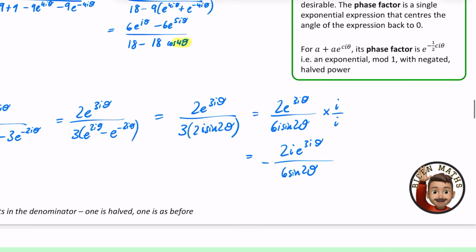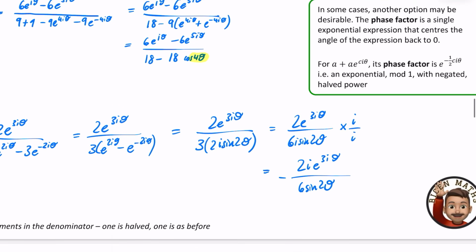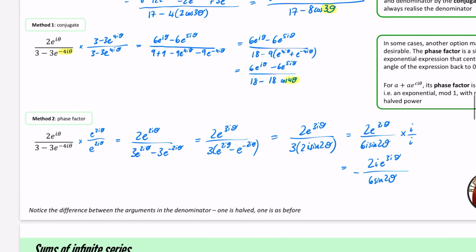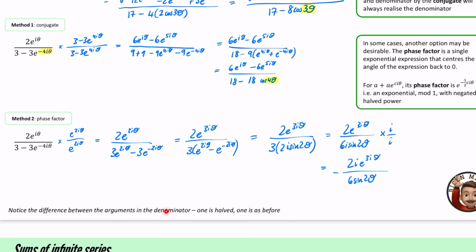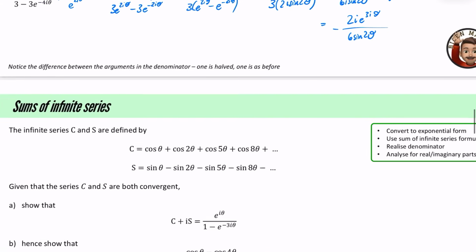So the weird thing about this is that this expression that we have here and this expression that we have here are exactly the same as each other. Very, very strange. So the little note I put here, notice the difference between the arguments and the denominator. One is halved and one is as before. This one is as before, 4 theta and 4 theta. Here, there was a 4 theta and it has become a 2 theta for this question. So it may be desirable to do this. This is super niche, but I wanted to add it in to this video.